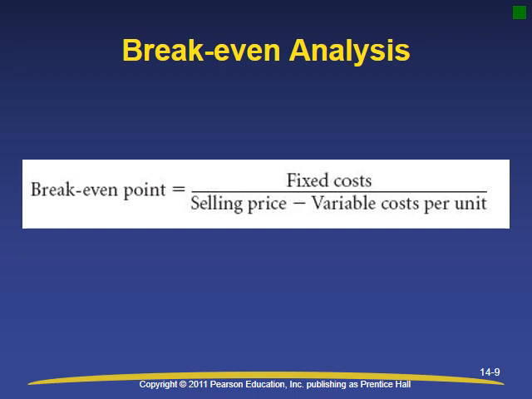A critical calculation in setting prices is break-even analysis. This is where you determine the number of units a firm must sell at a given price to recoup both fixed and variable cost, or to break even. The break-even point is the minimum sales volume the company must achieve to avoid losing money. Sales volume beyond the break-even point will generate profits, and sales volume below the break-even point will result in losses.